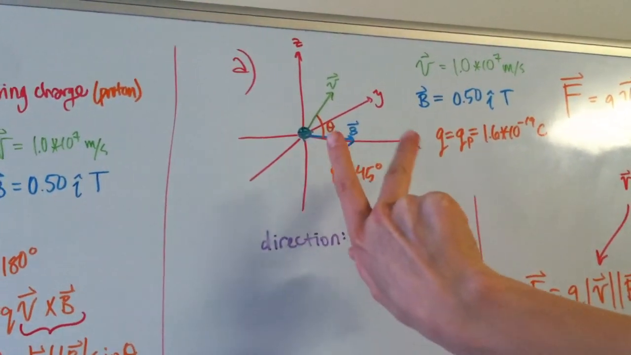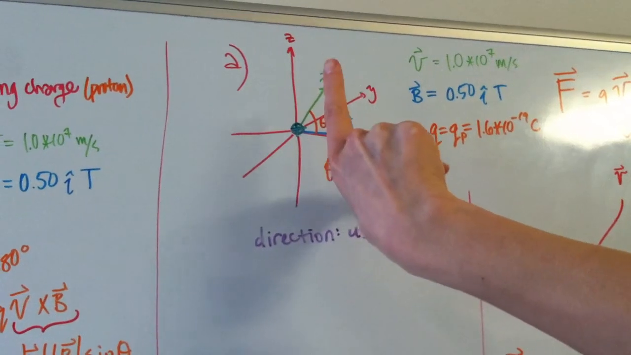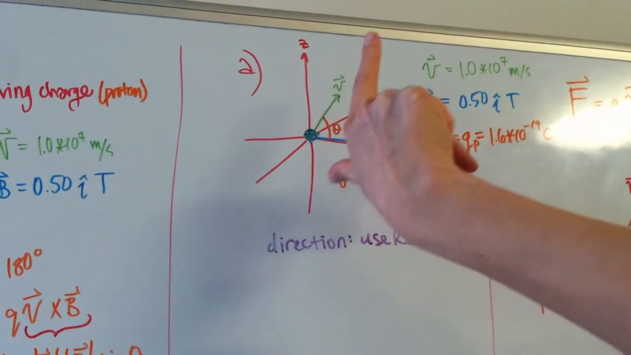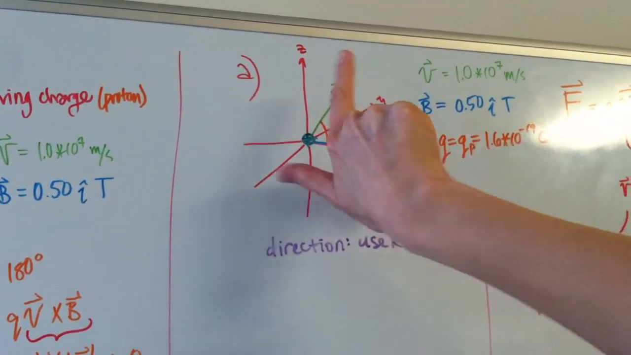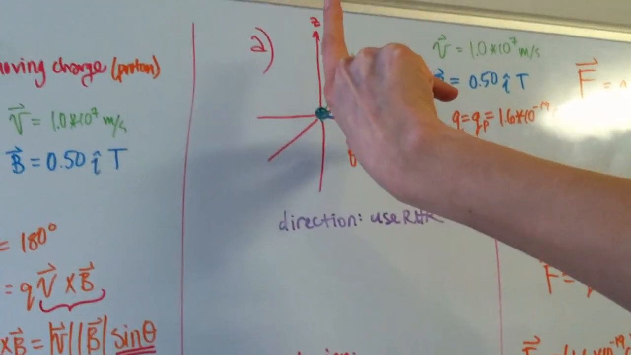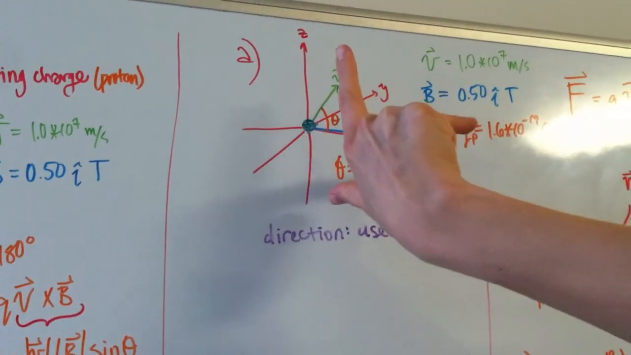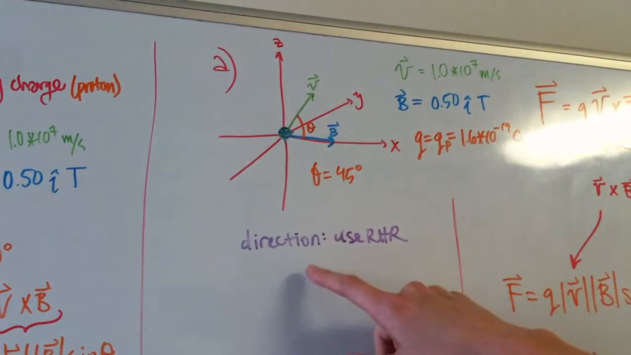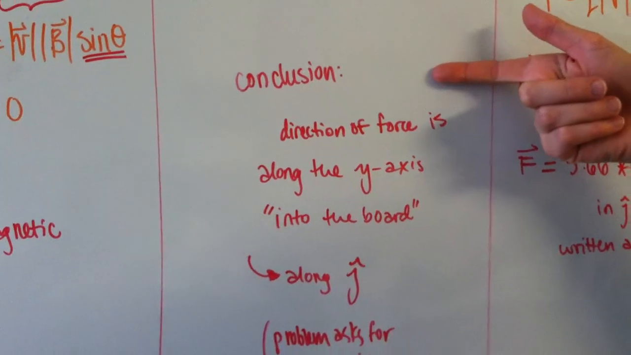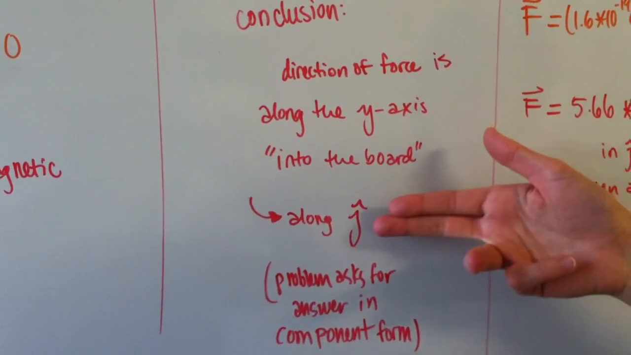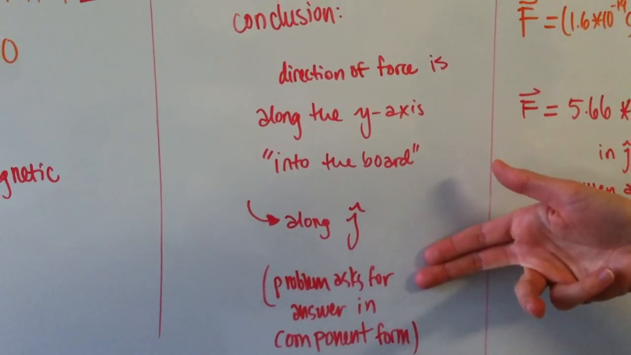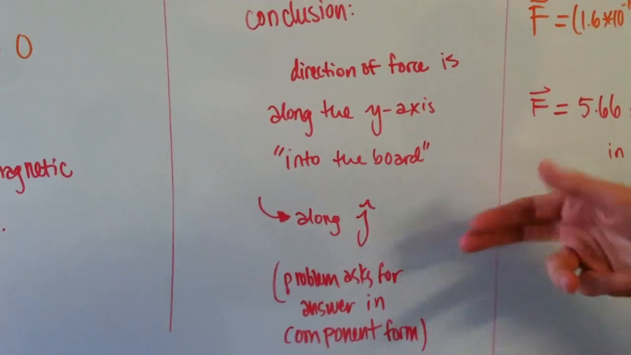It will help us. So we have B in the direction of my middle finger, V in the direction of my pointer finger. And we can see that my thumb here is kind of pointing into the board. And we can say along the y-axis here, perhaps, from the way I've drawn the axes. So we can conclude that the direction of the force is along the y-axis or into the board, which is along j hat, because the problem asks for the answer in component form.